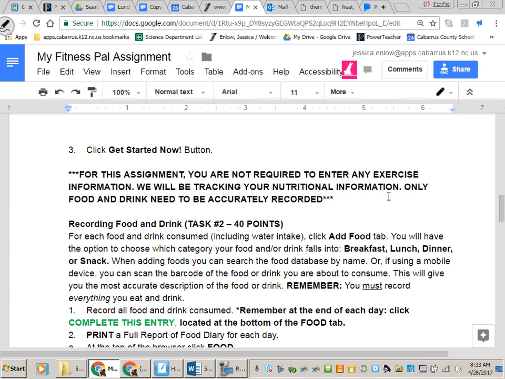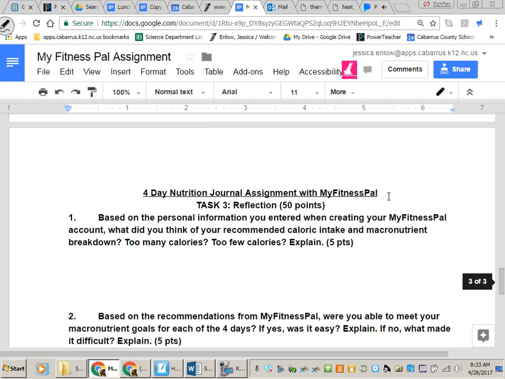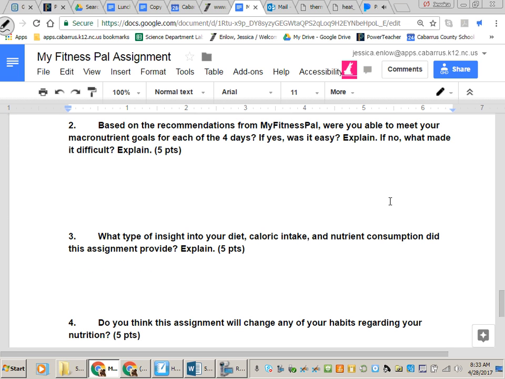And then here's your reflection component. This is half of the point. The first half is just like, I've done it, I'm done. The second part is thinking about what your recommended caloric intake reflected, and did you eat too many calories, did you eat too few calories, kind of just reflecting on these nutrition values in themselves. After that, did you meet your nutrient goals? What kind of insight did you take in?